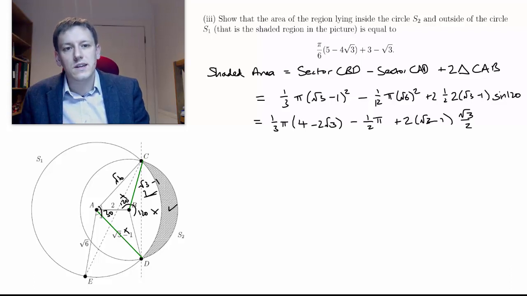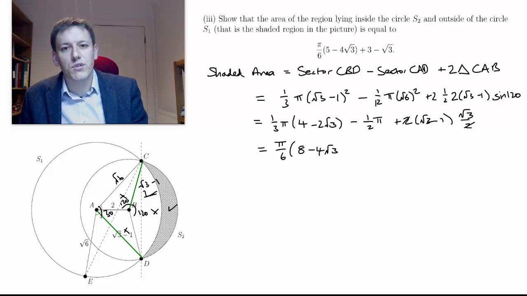So actually, the 2's cancel there as well. Now the form of the answer has pi factorized out. So I've got a third and a half here. As you can see, they put it as pi over 6. So I'll just get that factorization correct here. This one is the same as pi over 6 times 2 lots of what's in this bracket. So that's 8 minus 4 root 3.